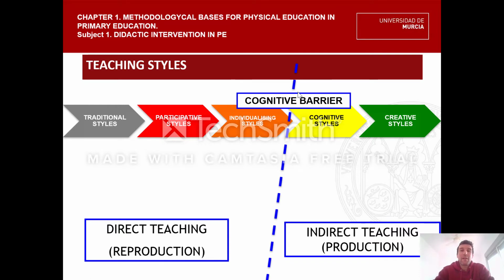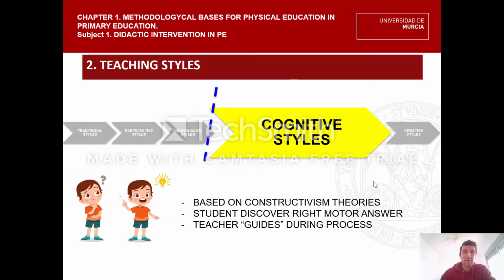Okay, in the middle of this we have the cognitive barrier. The cognitive barrier is that line that divides one style and the other. In direct teaching students just reproduce; in the other styles, students must think about what they are doing. And in this cognitive barrier, the first group we find are the cognitive styles. Cognitive styles are based on constructivist theories. Then we talk about them.